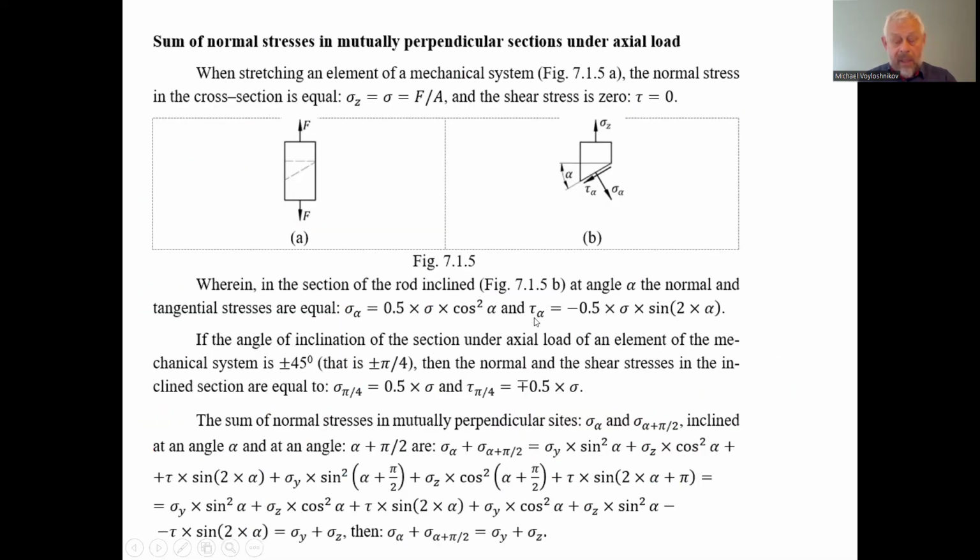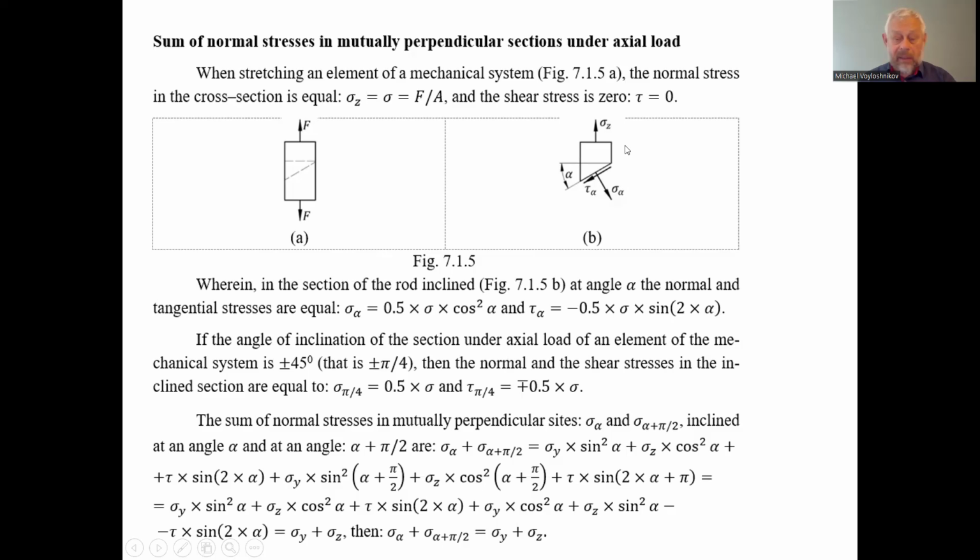When we apply it to this definite actual stretching of the mechanical body, we can find the dependencies of the normal stresses and the tangential stresses in the inclined side of the cutout part of this mechanical body. And if the angle of inclination of the section of the element of the mechanical system is 45 degrees, that is plus minus pi divided by 4, then the normal and shear stresses in the inclined section are equal.